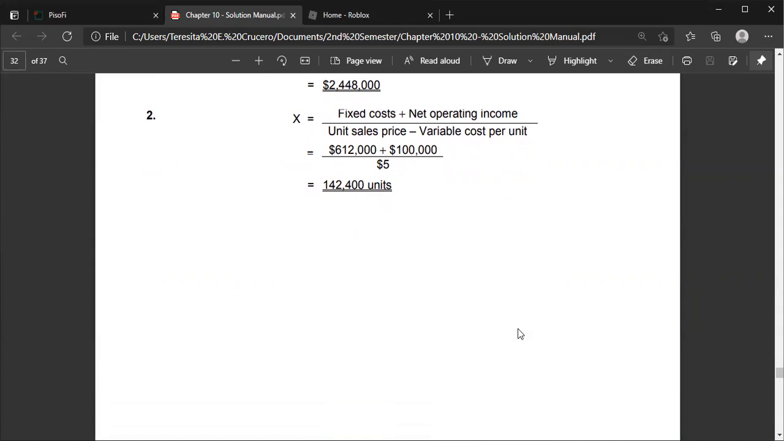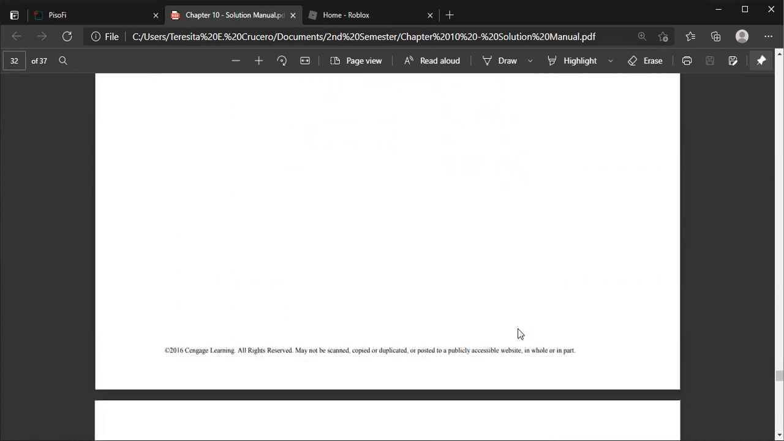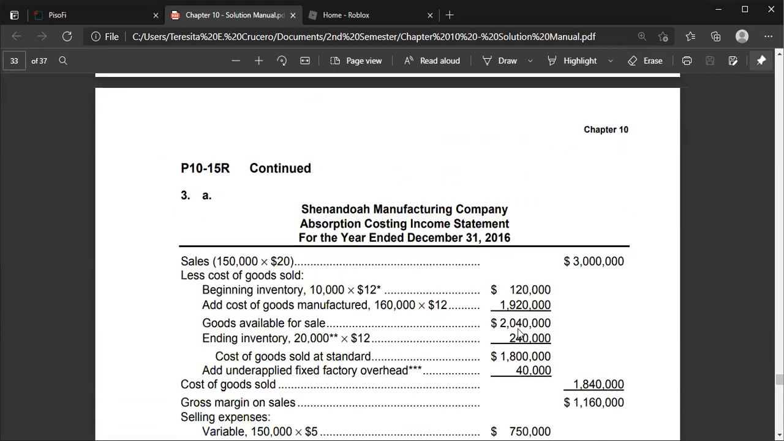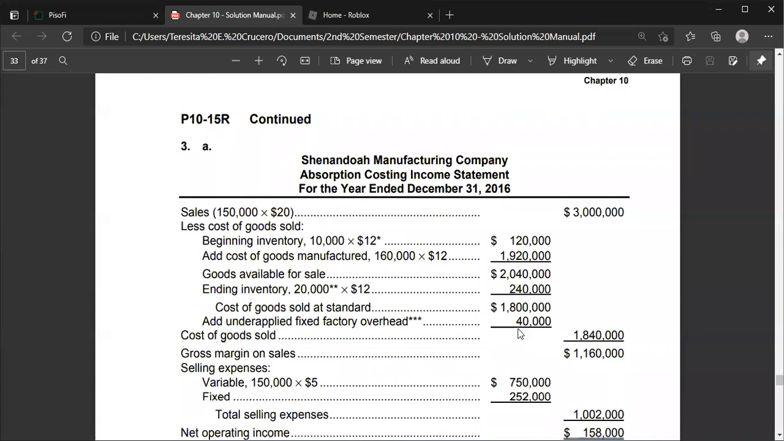And in number 3, prepare a formal income statement for the year ended December 31, 2016. So we have now under the following: A, absorption costing, and hint, don't forget to compute the over or under applied overhead, and B, variable costing. So we now go back to absorption and variable costing. Sales, 150,000 units times 20 equals 3 million.